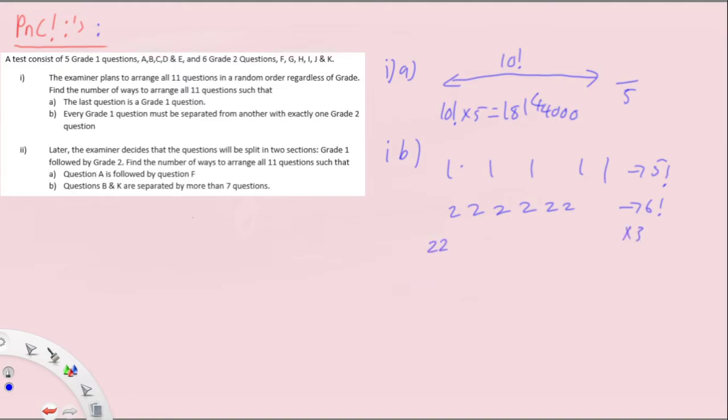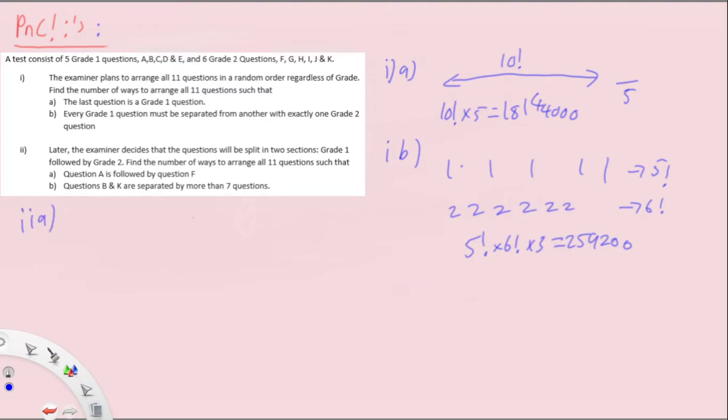We can have the extra 2 questions at the start or at the end, or 1 on each side, for a total of 3 different cases. So very simple, 5 factorial times 6 factorial times 3. That's 120 times 720 times 3, which gives us 259,200 ways.